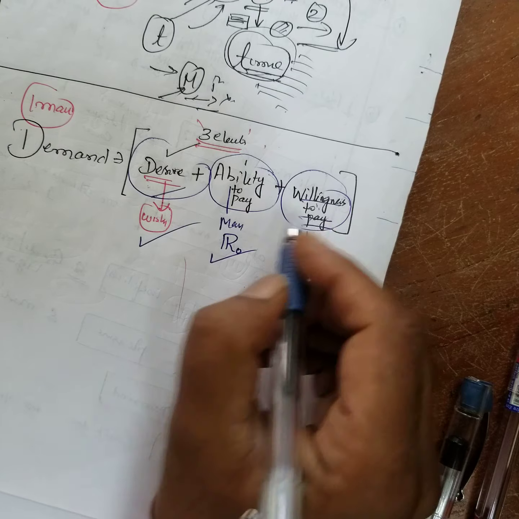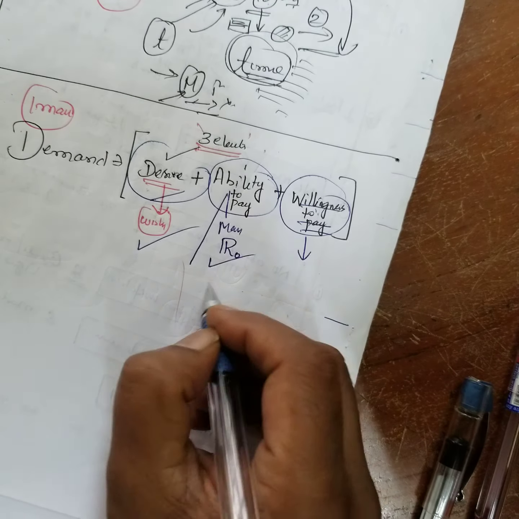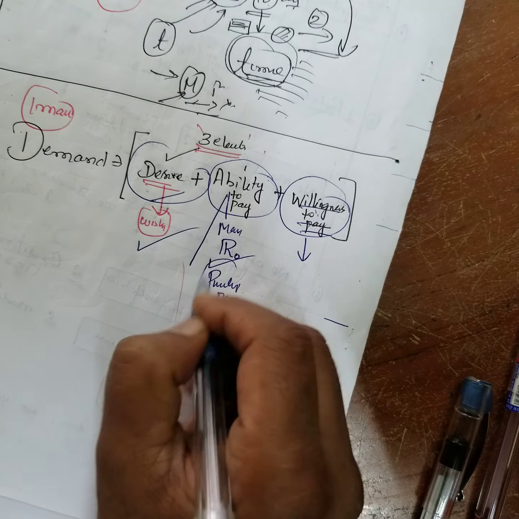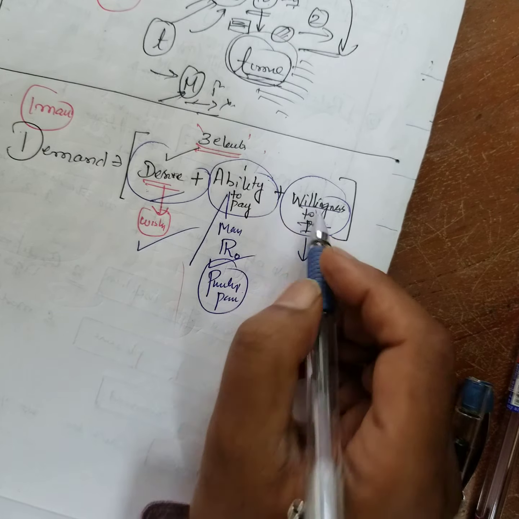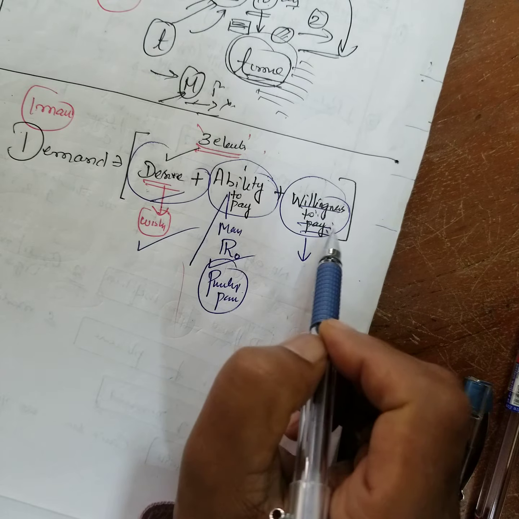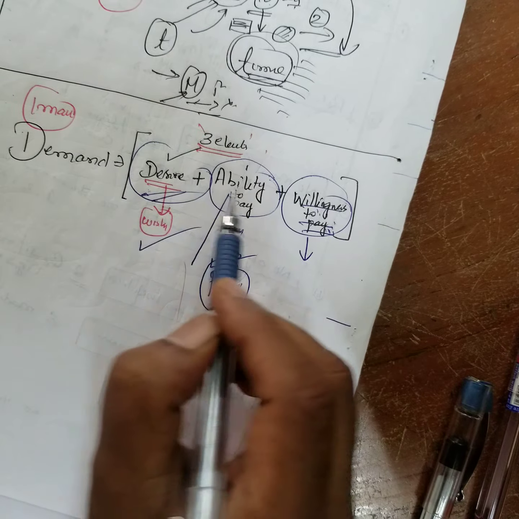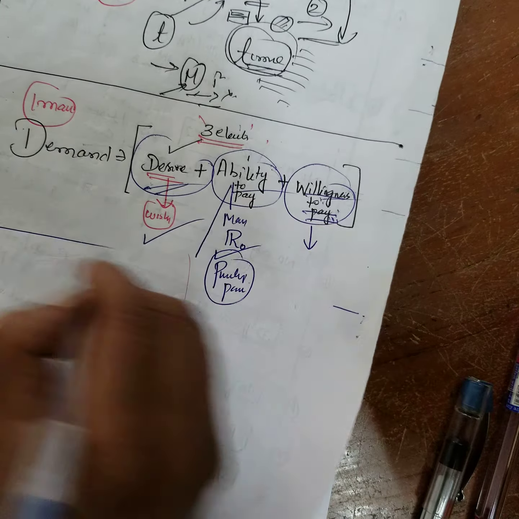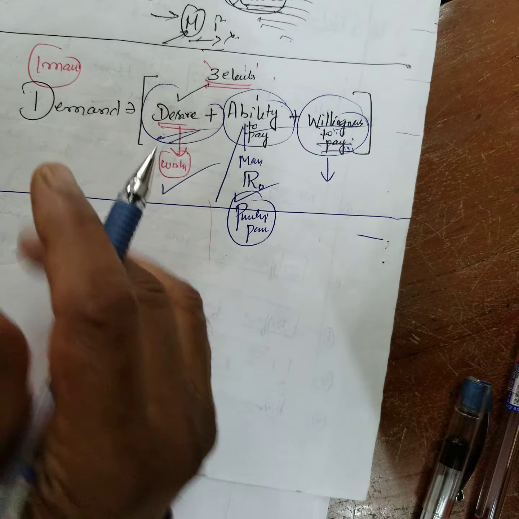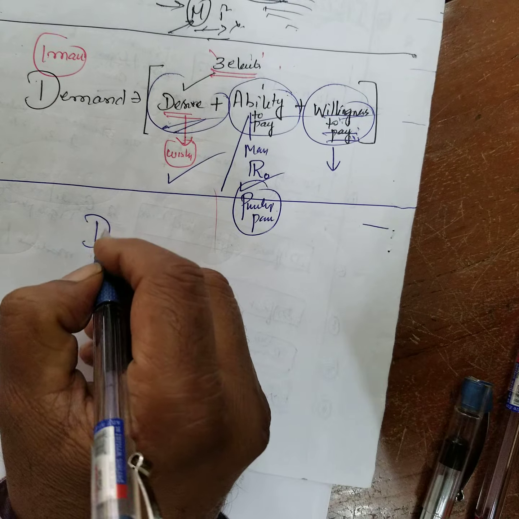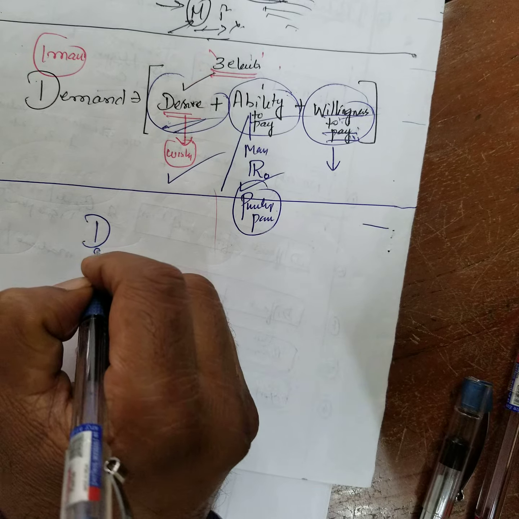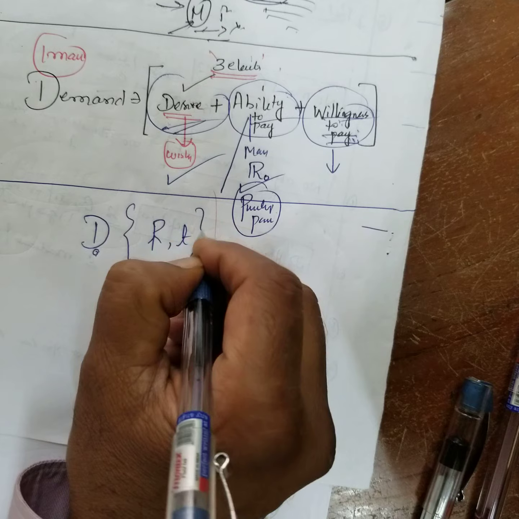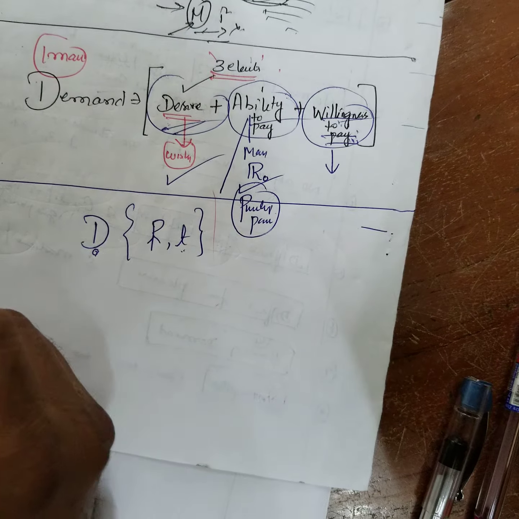Therefore, ability to pay is called purchasing power. Purchasing power of a consumer, right? Then willingness to pay is also important. Therefore, desire, ability to pay, willingness. All the 3 are the elements. This is 1 mark they will ask you. And the demand of a particular commodity depends upon the price, and the time is also important.